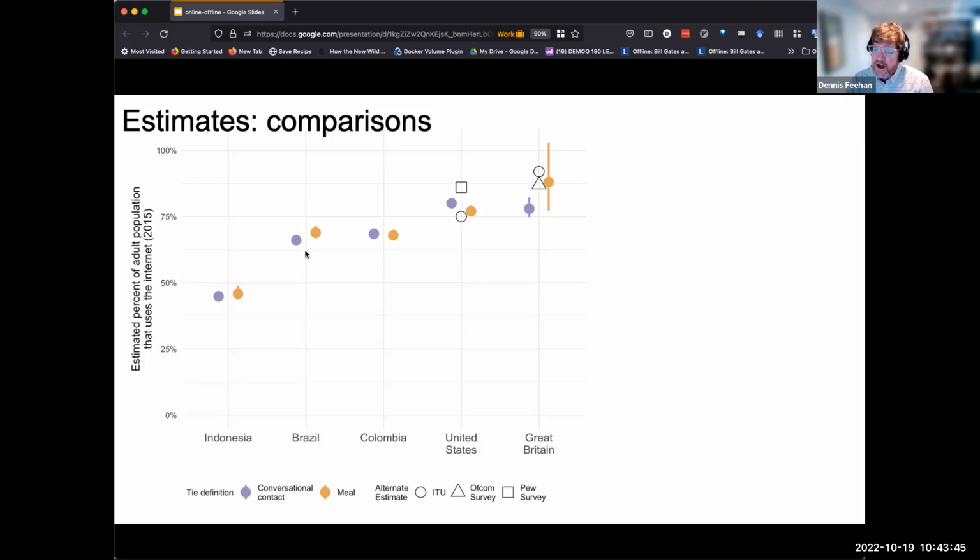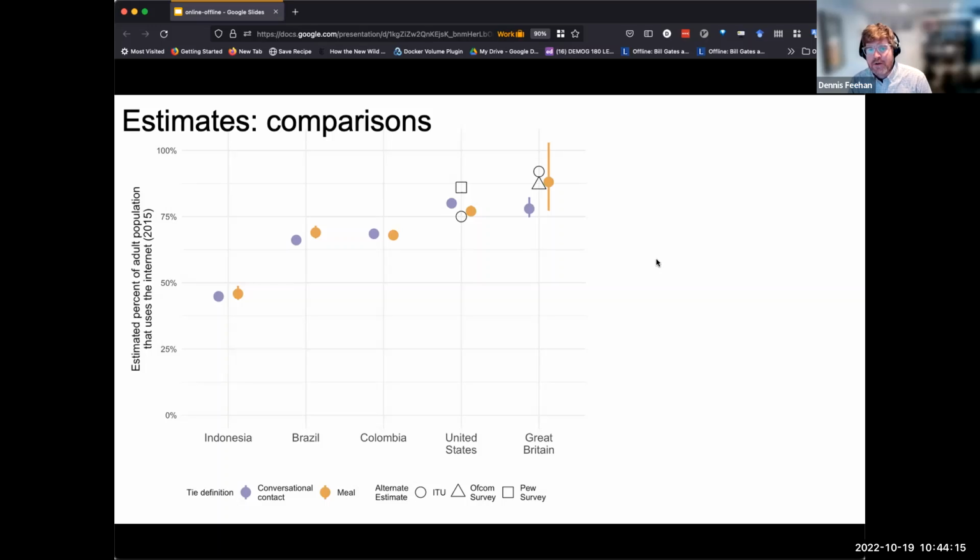So our estimates here are a little bit higher than the survey-based estimate from Brazil, but the survey-based estimate from Brazil is based on a pretty small sample. So the confidence interval from the Brazil estimate almost hits our estimates here. And at least in the US and Great Britain, our estimates are right in between the two estimates for the US. And our estimate, at least from Great Britain, is pretty consistent with the other sources of estimates from that country.